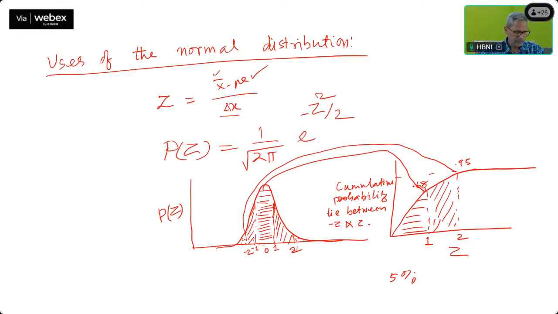You see, only 5% of the time the value can be more than plus or minus 2. So now we'll try to do what is called the Z test, and also try to understand what is a probability. Z test. Now we can use this information for hypothesis testing.